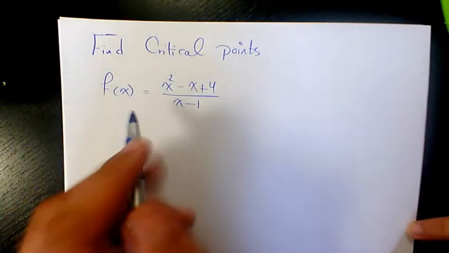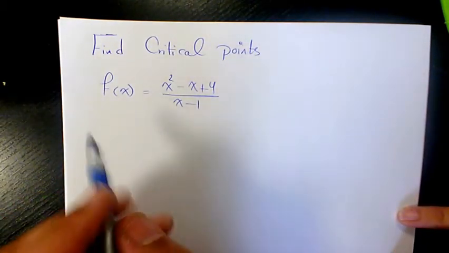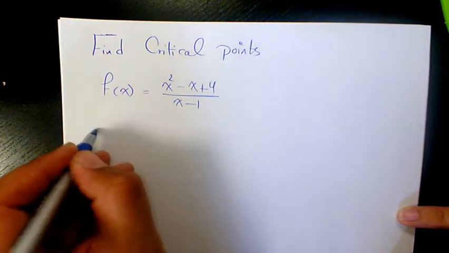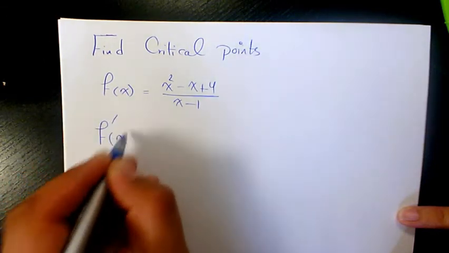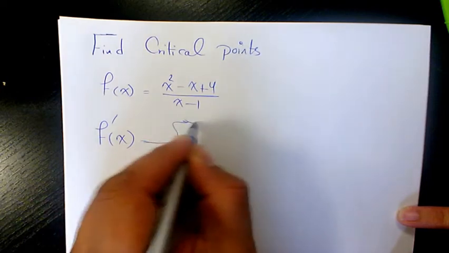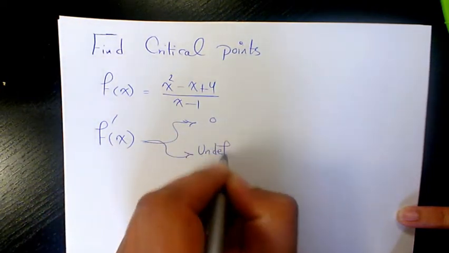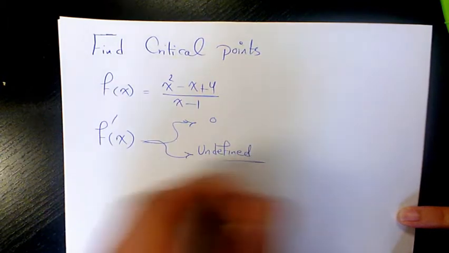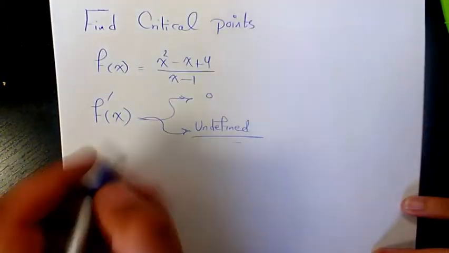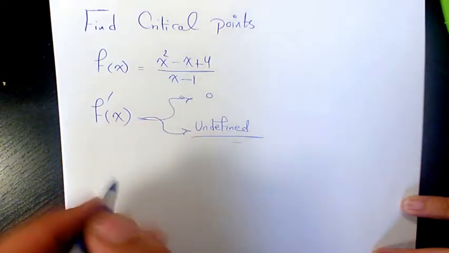Welcome to another video. In this video I want to show you how to find the critical points. Critical points are those points that make f prime equal to either 0 or make it undefined. Let's find the derivative. We need to use the quotient rule.